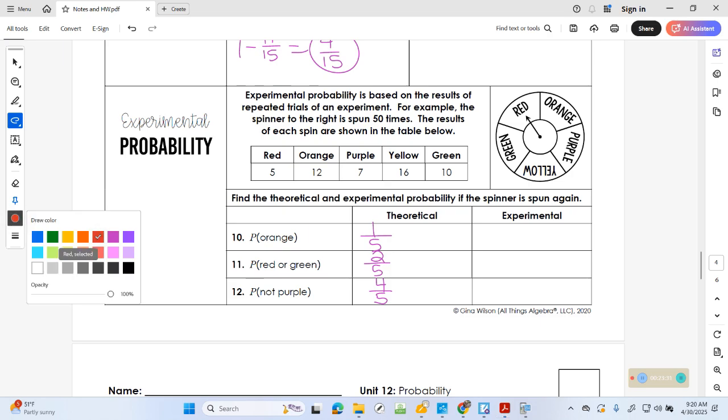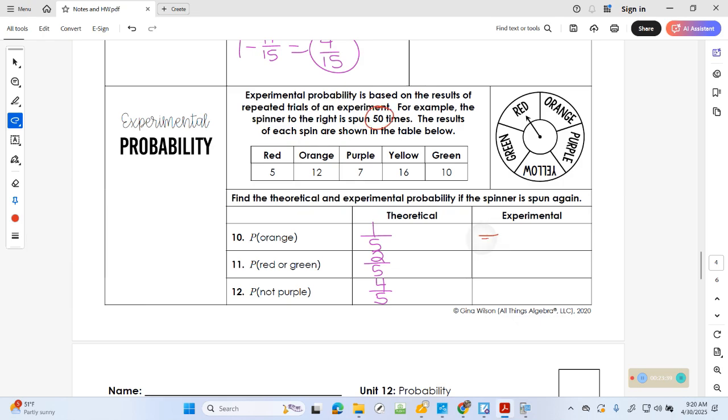Okay, now we're going to get fancy here, and we're going to do the experimental. Now, notice for the experimental, they spun it 50 times. So this is all going to be over 50, which I have a feeling we're going to have to reduce. So orange. We're going to look at the table. They actually spun it 50 times, and this is what they landed on. So probability it's orange. How many times did it land on orange off the table? 12. You guys can reduce it, whatever. I'm just going to give it to you: 6 out of 25.